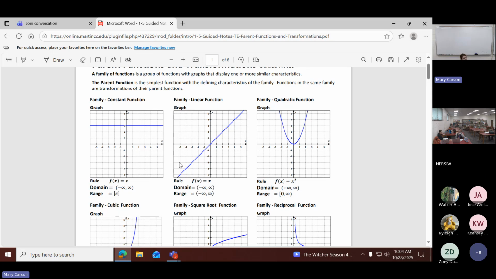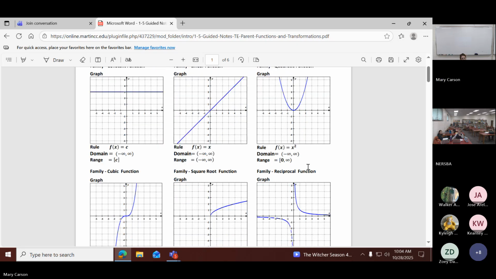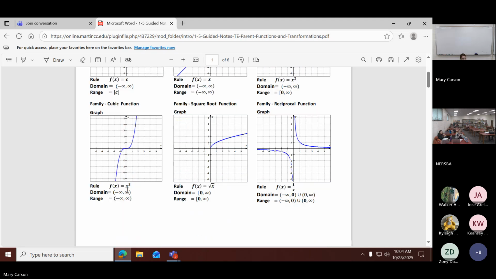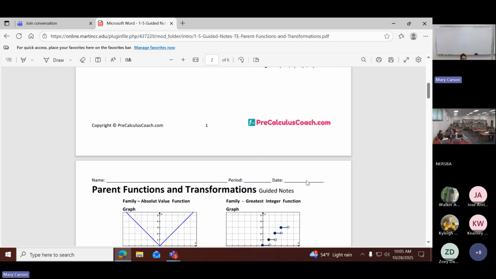So remember we talked about the domain, what's being covered on the x values, and then the range is what's being covered on the y. For a linear function, your domain is always going to be all real numbers, and your range too, except for a vertical line is the only difference. Domain for a quadratic is all real numbers. The range is greater than or equal to 0. Cubic is all real numbers for both. The square root one domain has got to be greater than or equal to 0, and then the range is also greater than or equal to 0. Reciprocal is pretty much everything but x equals 0, which is what that states here.